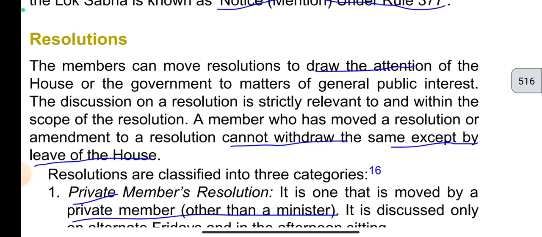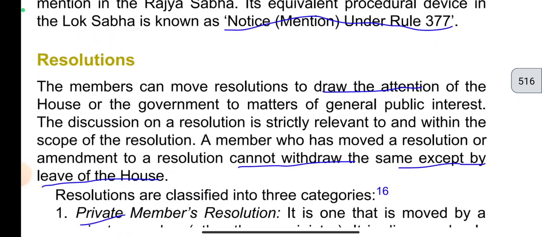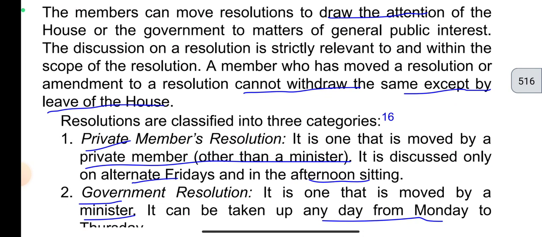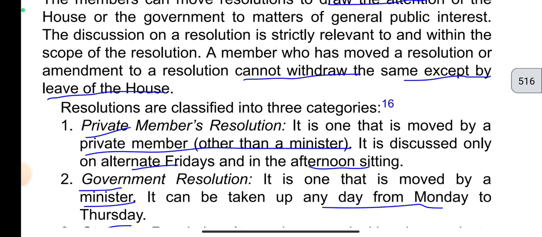Notice mentioned under Rule 377. Resolutions. The members can move resolutions to draw the attention of the House or the government to matters of general public interest. The discussion on the resolution is strictly relevant to and within the scope of the resolution. A member who has moved a resolution or amendment to a resolution cannot withdraw the same except by leave of the House. Resolutions are classified into three categories.